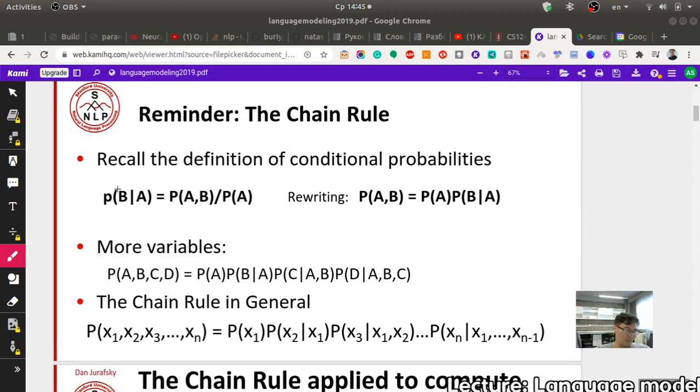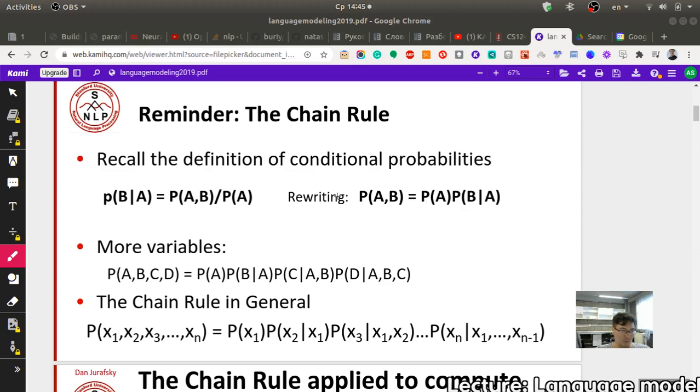We can say B given A: if we know that A exists, what is the probability of B? It equals the probability of A and B occurring together, divided by the probability of the occurrence of A. So we can rewrite it.